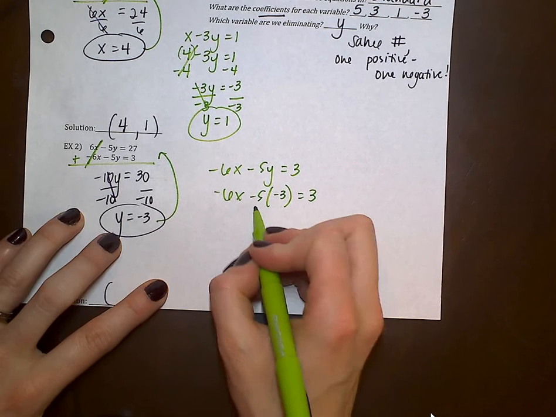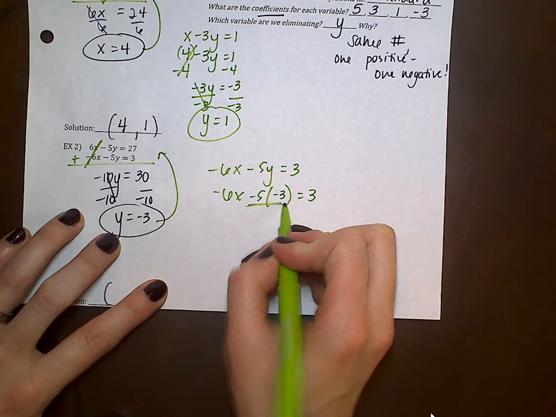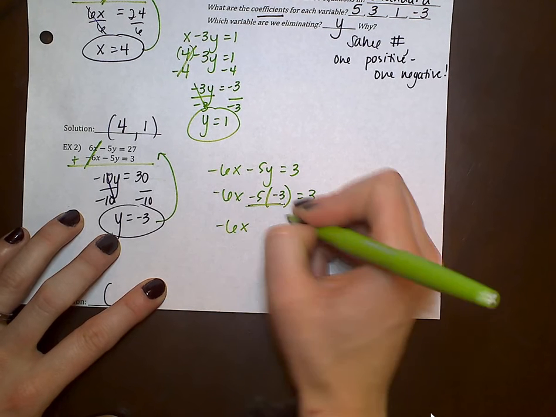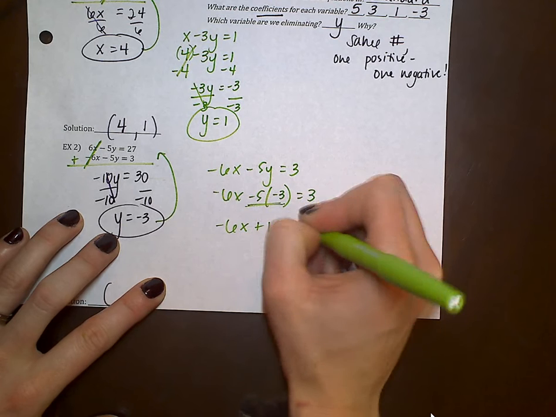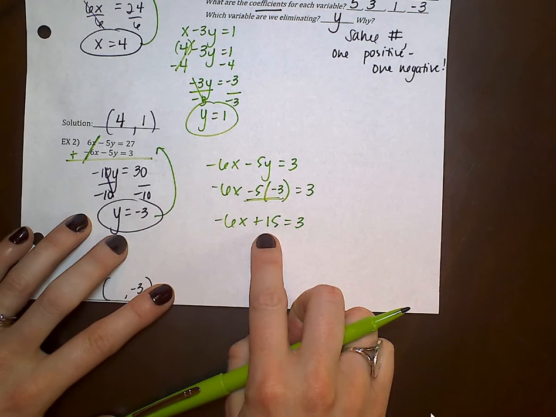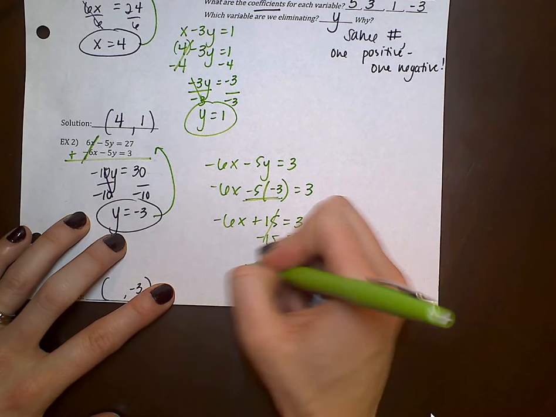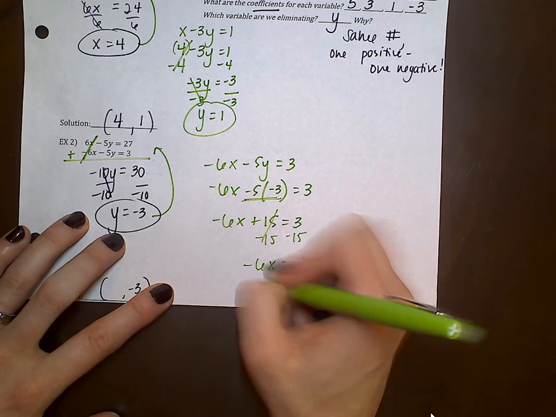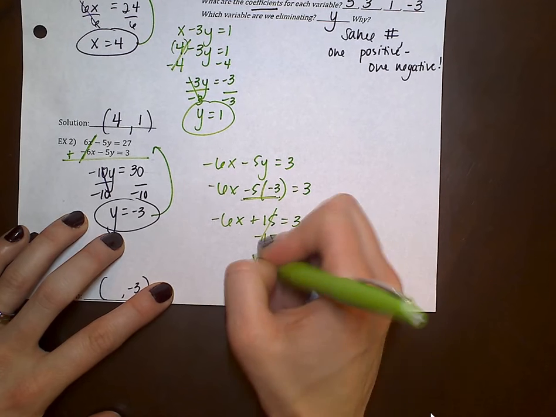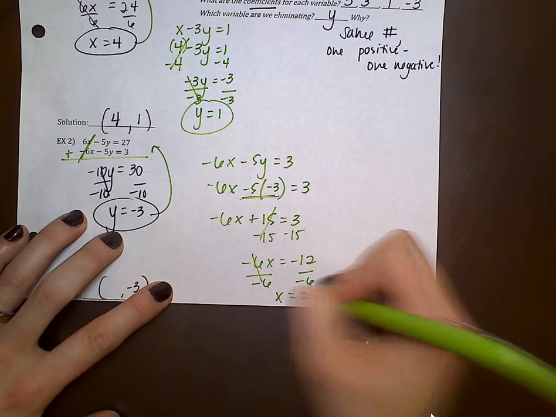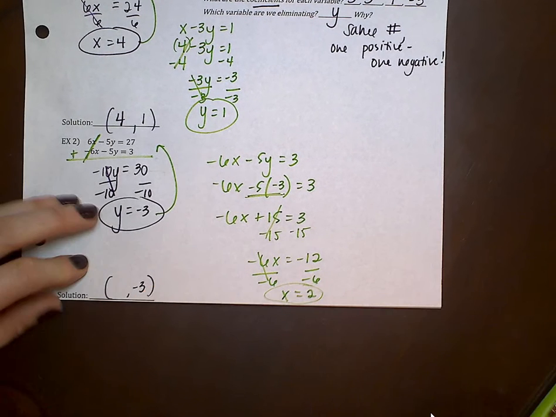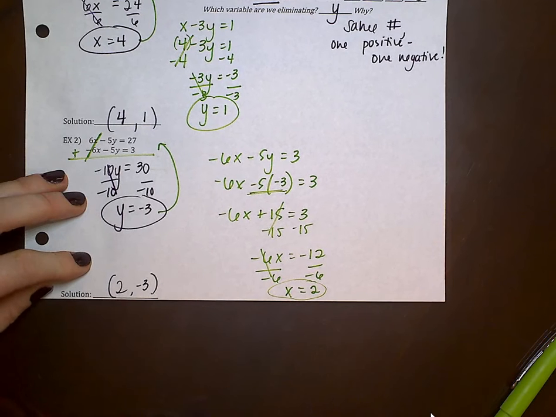Be careful right here. This is a negative times a negative, which is positive 15. So just write plus 15. Then I'm going to subtract, and then divide by negative 6, and x would equal positive 2. Okay, so there's my answer.